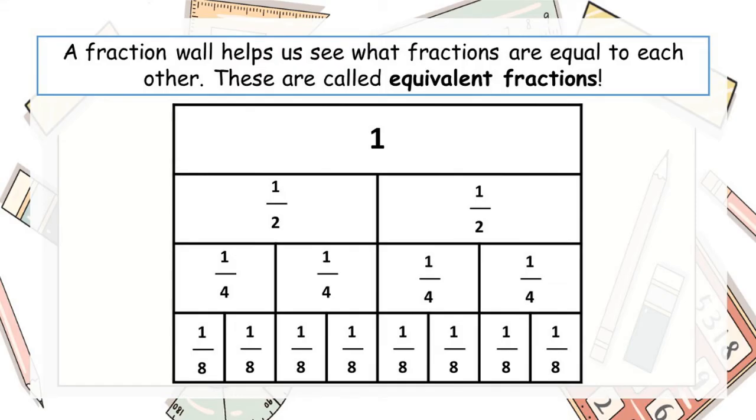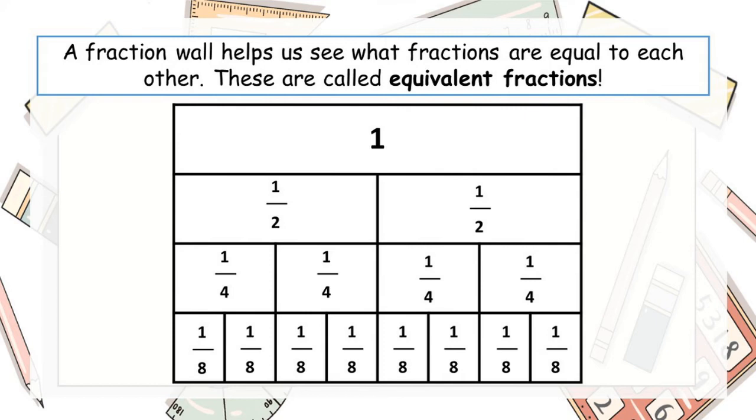Well, there are lots and lots of fraction facts hidden in this wall. For example, you might have noticed that 2 halves are the same as 1 whole unit. You also might have noticed that 8 eighths is equal to 1 whole unit. Or maybe you noticed that 4 quarters is equal to 1 whole unit. There are lots of other things you might have observed, like that 1 quarter is smaller than a half, or that 1/8 is smaller than a quarter. There's lots going on in this fraction wall.